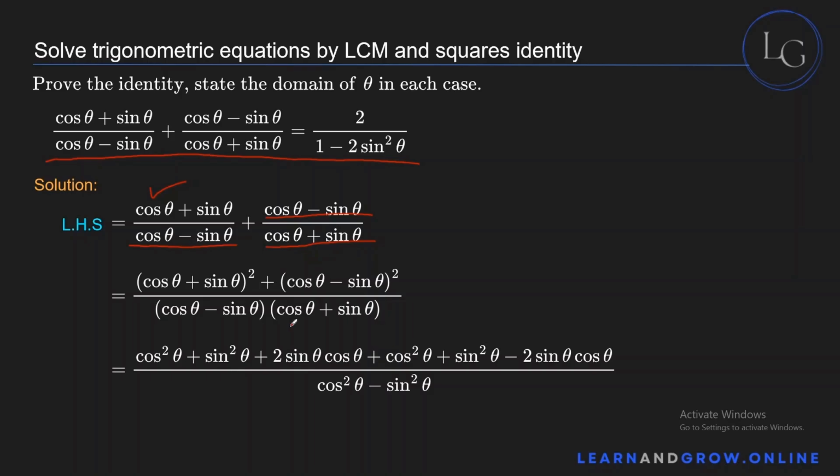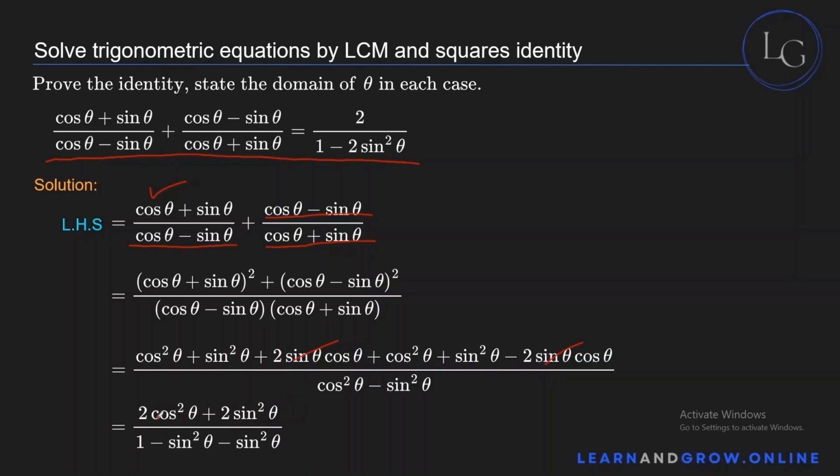Once you expand this, you basically get this big expression. The denominator just becomes cos square theta minus sine square theta by using the algebraic identity that a square minus b square is equal to a plus b into a minus b. So that's how you got the denominator, and the numerator is just basic square expansion, and so you get this. Now you can basically just cancel out the 2 sine theta cos theta terms. One is positive, one is negative. You'll just cancel them out, and now you basically get this.